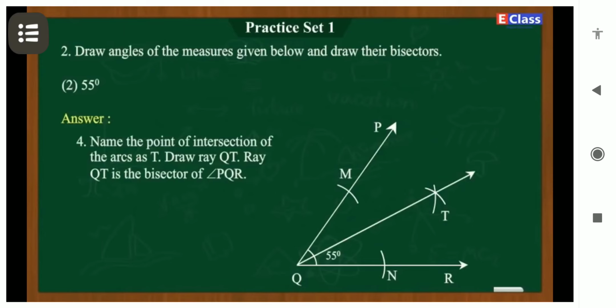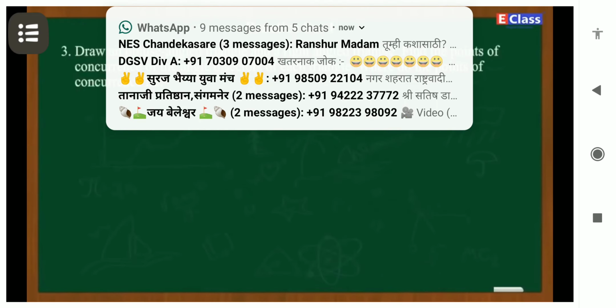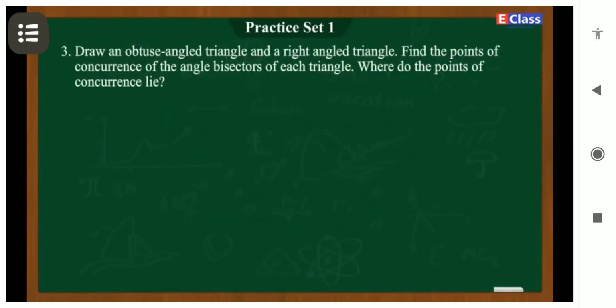Students, I have solved the 2 sub-questions of the second question of the practice set. Now you have to solve the remaining sub-questions personally for better practice. Now students, let's solve the third question of this practice set. Question number 3. Draw an obtuse angled triangle and a right-angled triangle. Find the points of concurrence of the angle bisectors of each triangle. Where do the points of concurrence lie?